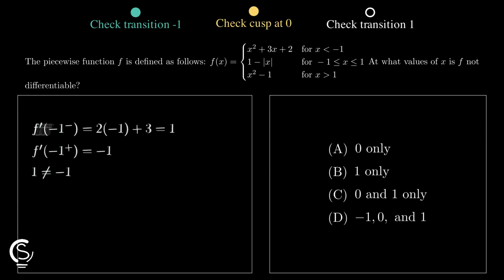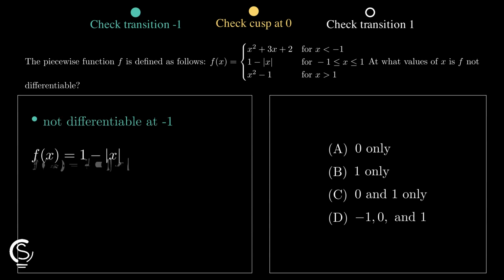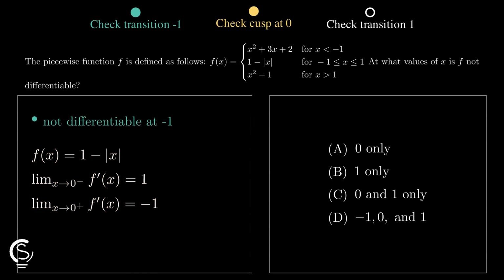Next, look at x equals 0. The function is 1 minus absolute x. Absolute value functions always have a sharp corner or cusp at their vertex, meaning the derivative is undefined.